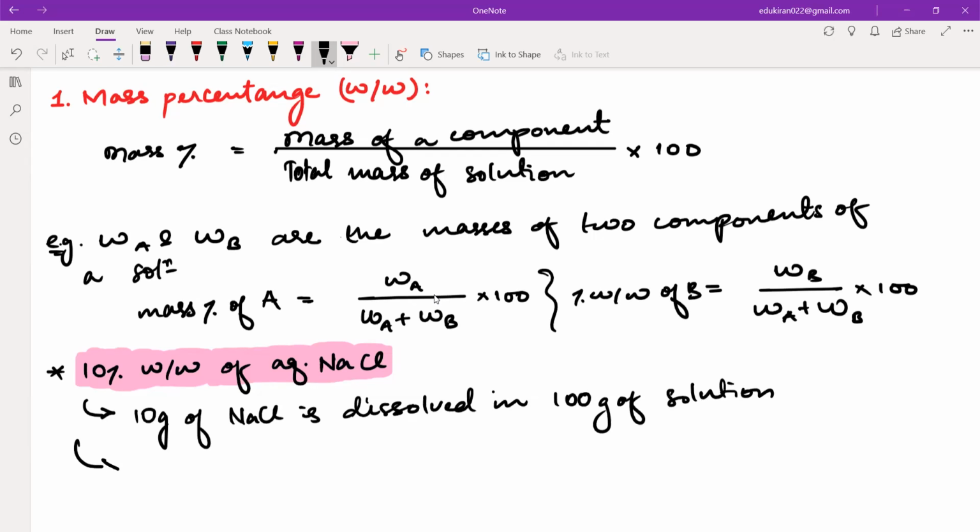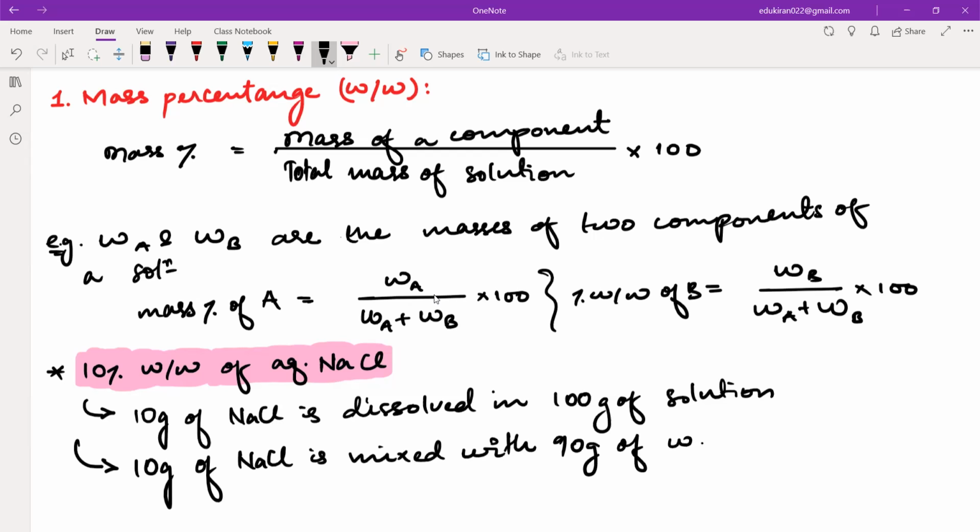There is another statement which is giving you more detailed information, that is 10 gram of NaCl is mixed with 90 grams of water. Okay, please write this down. Let me know when you're done.